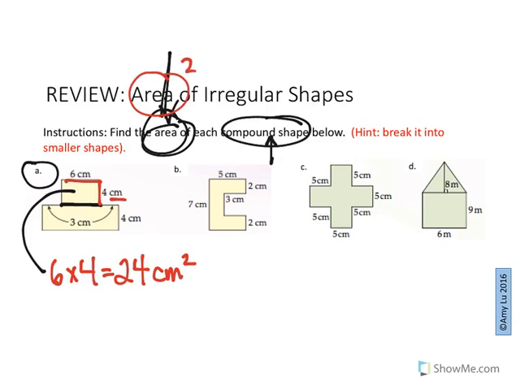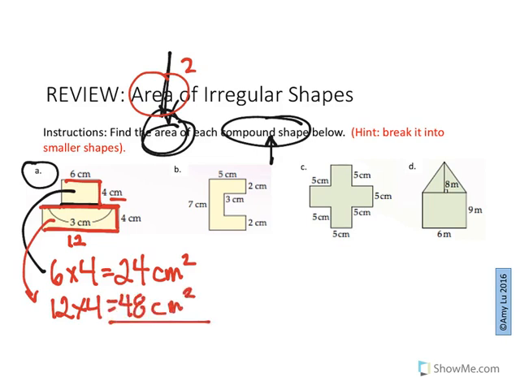This bottom rectangle right here, we can see is 3 here and 3 here, which means it's 6. Then you have the center, which is also 6. So 6 plus 6 makes the whole side 12 long. And remember, in rectangles, the 2 parallel sides have to be the same measurement. And the height of this rectangle is 4. So to do this one, you simply go 12 times 4, which makes 48 centimeters squared.